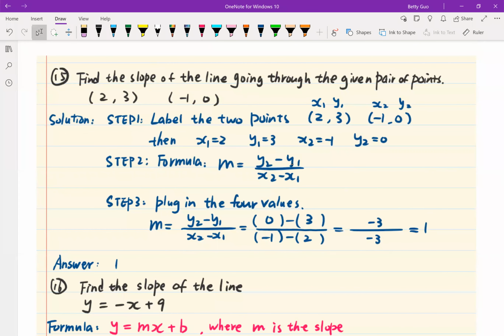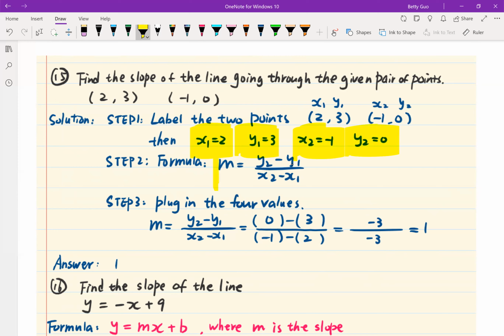15. Find the slope of the line going through the given 2 points. 3-step procedure. Step 1, label the 2 points. Label this one x1, y1. Label this one x2, y2. So you have x1 is 2, y1 is 3, x2 is negative 1, y2 is 0.